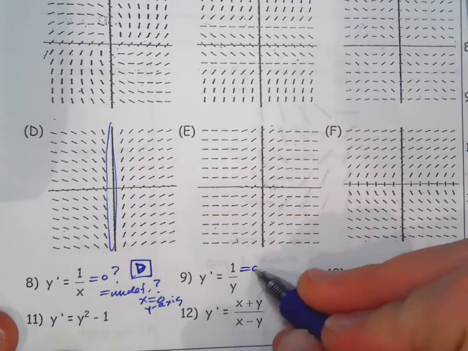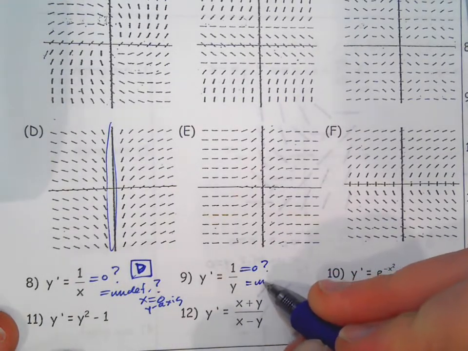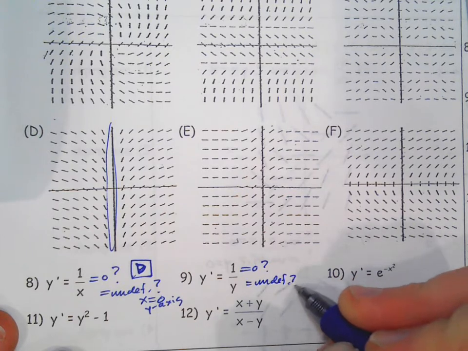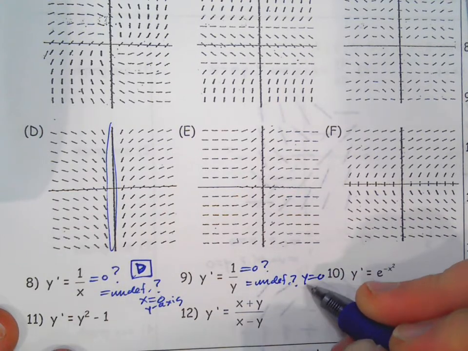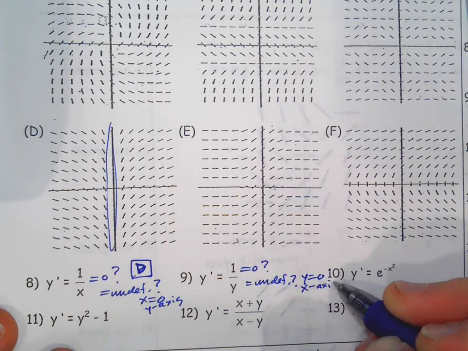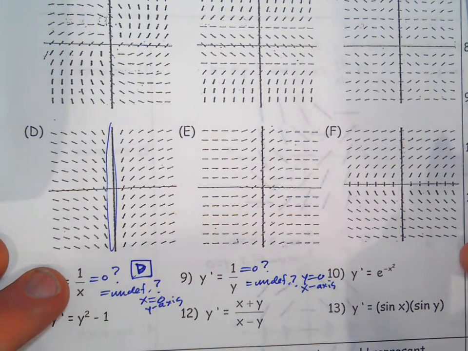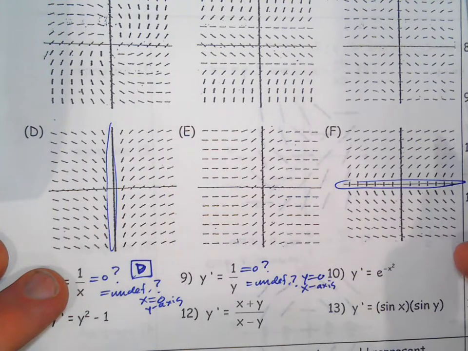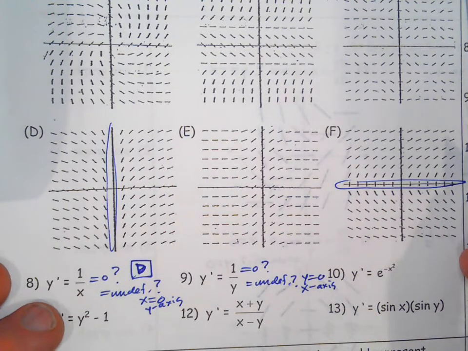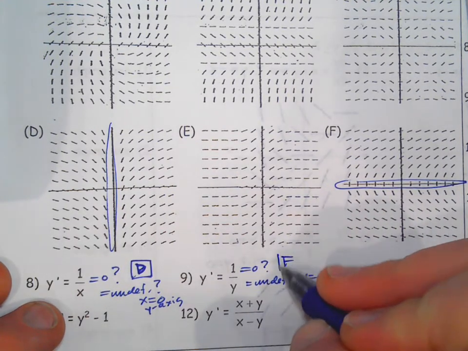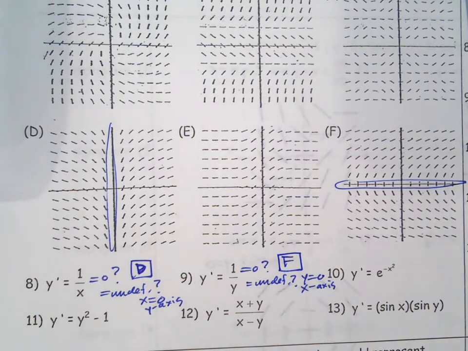This one equals 0 nowhere, and it's undefined when the denominator equals 0, which is the x-axis. So we're looking for one that has vertical slopes along the x-axis, which I think is this one. I think that's the only one that has that going on. So I think this has got to be F. And you could go through and do more work to confirm it.